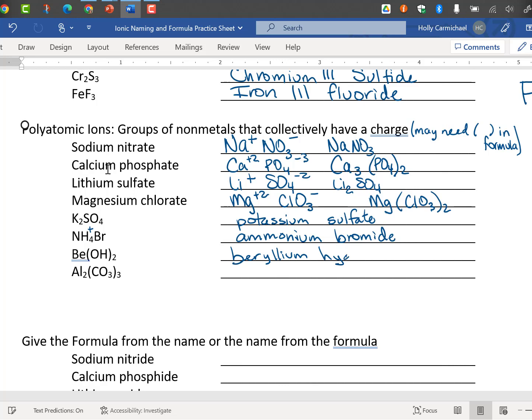Beryllium hydroxide. And then Al2(CO3)3. Aluminum carbonate.